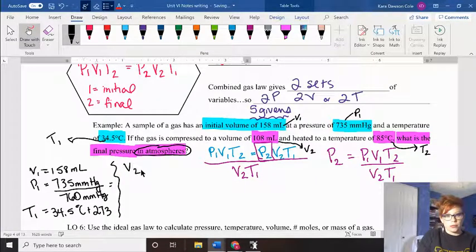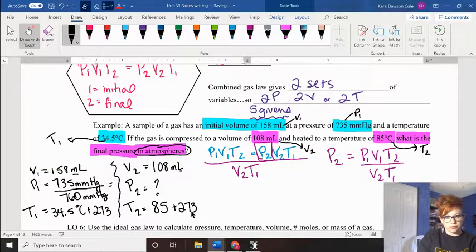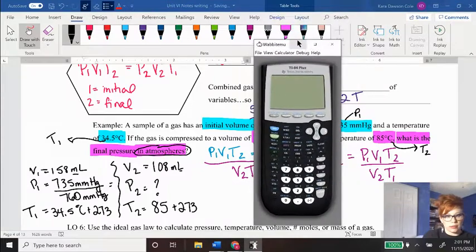My V2 is equal to 108 milliliters. Now, I need to make sure that my units here are the same. They are, so I don't have to convert anything. If they were different, I would have to convert. I don't know P2, so P2 is the question mark. And my T2 is equal to 85 plus 273.